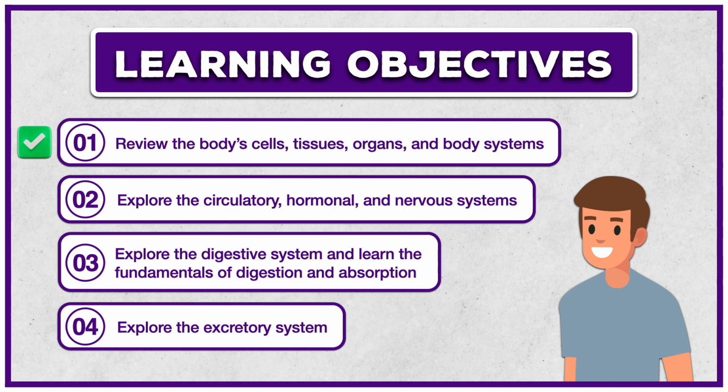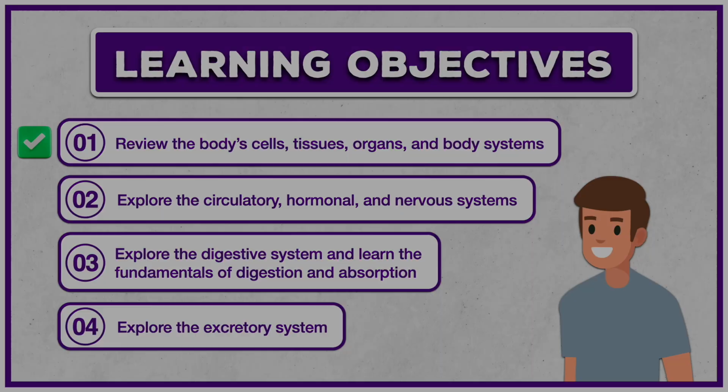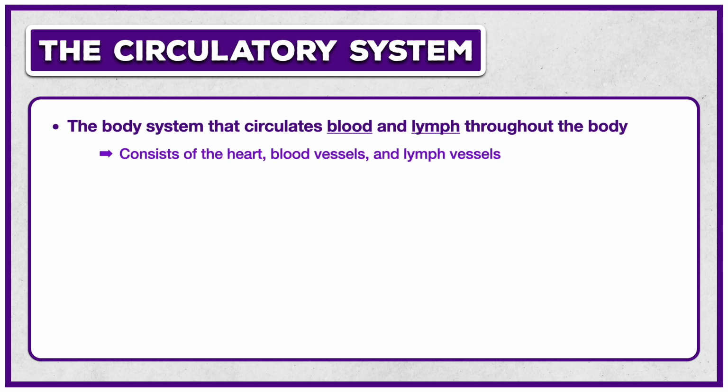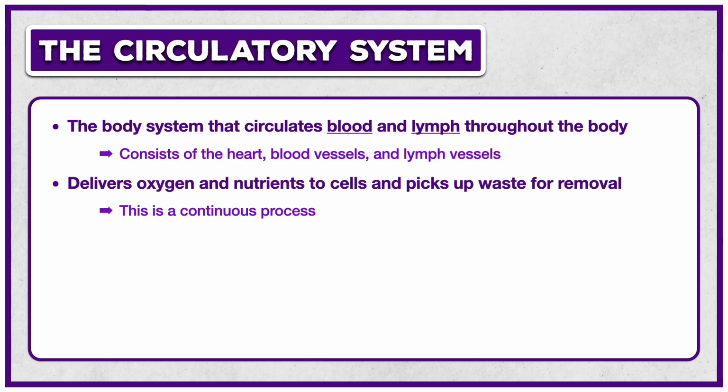Now we're going to explore the circulatory, hormonal, and nervous systems to delve deeper into body systems. First up is the circulatory system. The circulatory system is the body system that circulates blood and lymph throughout the body. It consists of the heart, blood vessels, and lymph vessels. It delivers oxygen and nutrients to cells and picks up waste for removal.